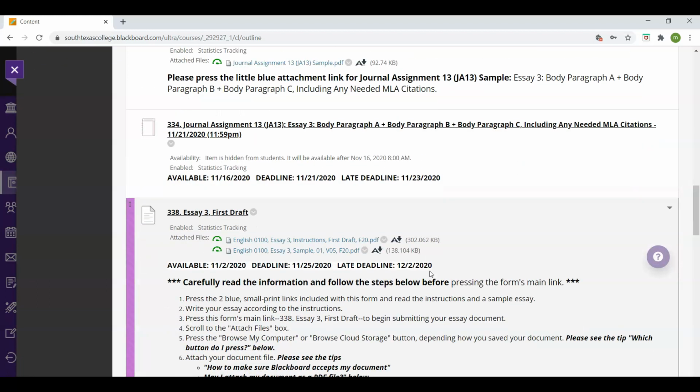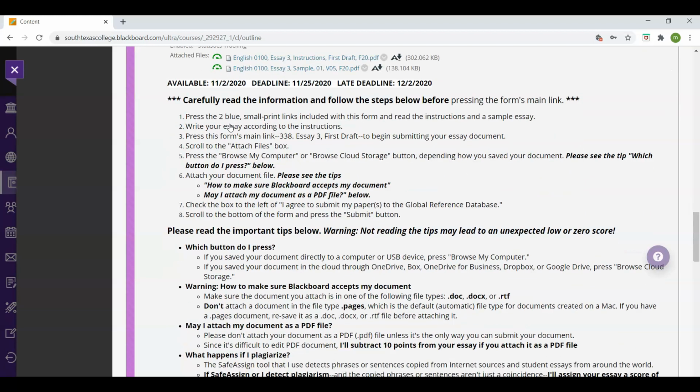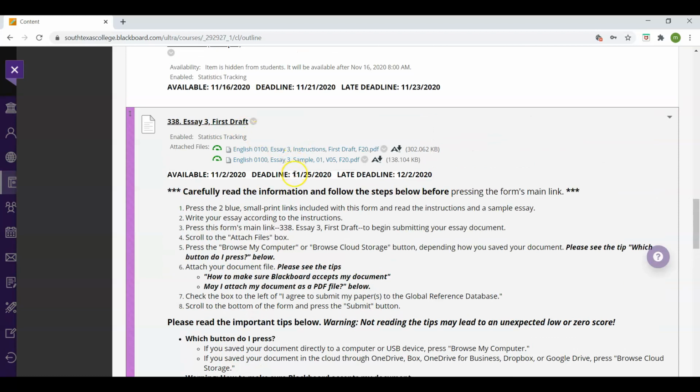Let's see. So here are the instructions. Here is the essay 3 assignment, right? The essay itself is due on November 25th, and there's a late deadline of December 2nd. So you've got the essay 3 instructions and the essay 3 sample. Okay, this is a sample. And it says V05 because the heading will say English 100 V05. But of course, you know that what I'm saying here also applies to English 0100 V06.